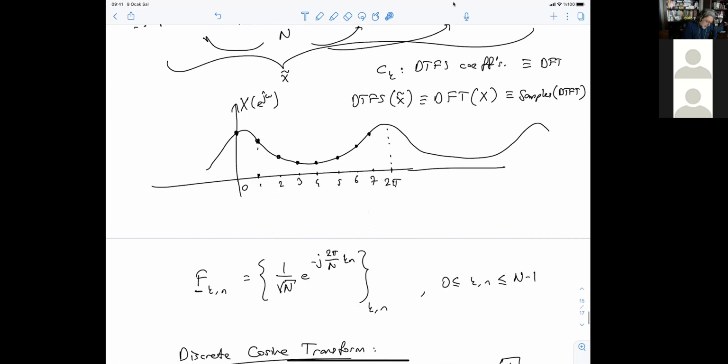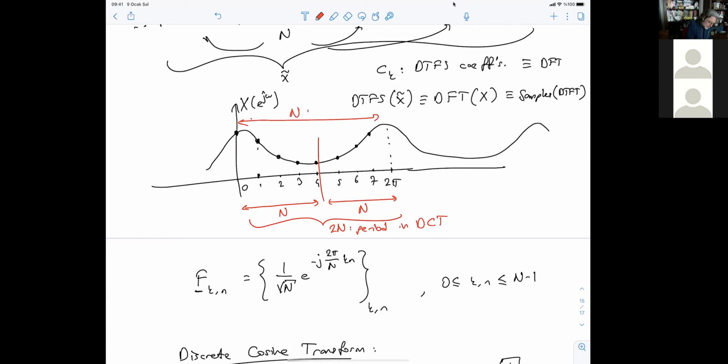One of them has 2 pi periodicity, rendering all the way up to n. The other one is cropping to the half size and putting all those n samples into the first part only. So the period will be 2 times n, because n plus n is 2n, in the discrete cosine transform, whereas it was n in the DFT, which is the period in the discrete Fourier transform. That's the difference that you can see.